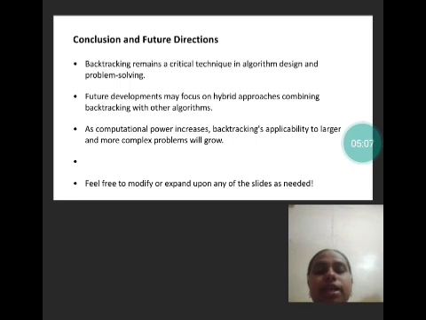Conclusion and future directions of backtracking. Backtracking remains a crucial technique in algorithm design and problem solving. Future developments may focus on hybrid approaches, combining backtracking with other algorithms. As computational power increases, backtracking's applicability to larger and more complex problems will grow.